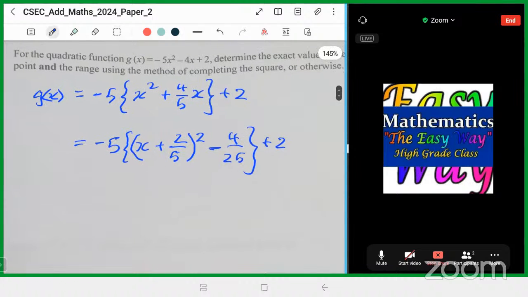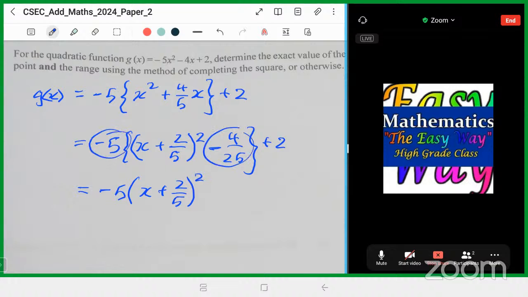All right, so this is going to become equal to, I'm going to expand with the -5 now. So it becomes -5 into x plus 2/5 squared. -5 times this first, it becomes a positive 4/5, because 5 into 25 is 5. So I get the 5 here. And then I'm going to add this 2. But that 2 is the same as 10/5.